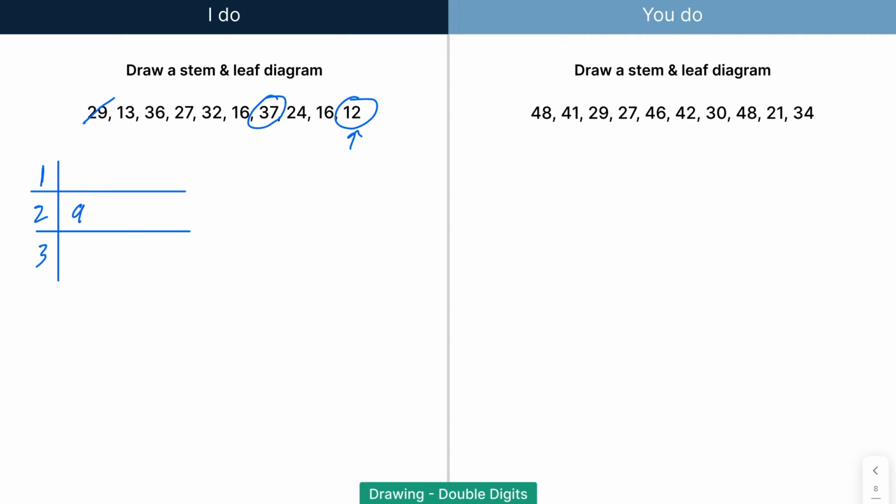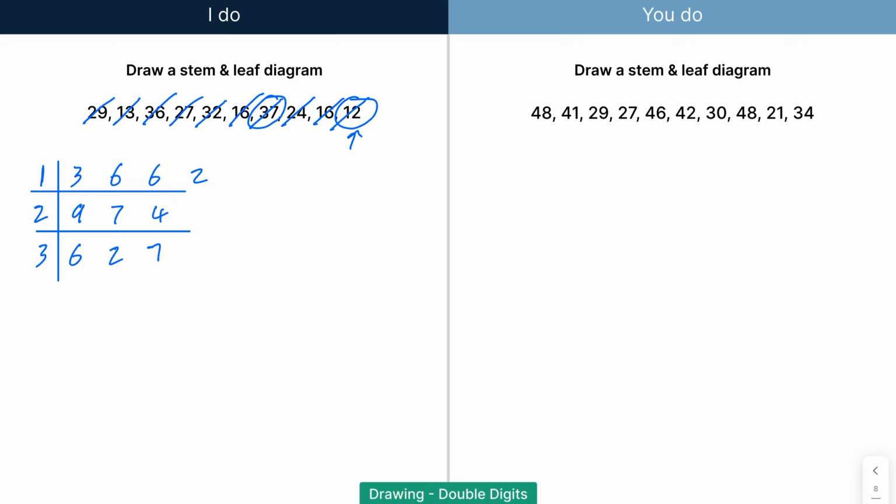Now, it's important to note that the leaves, which is this bit here, can only ever be single-digit numbers with no commas. And then the next one is 13, so we put a 3 there. The next one is 36, so we put a 6 there. The next one's 27, so we put a 7 there. And we have 32, so we can put a 2 here. Then we have 16, that goes there. 37, that goes there. 24, that goes there. 16, that goes here. And then we have 12 finally, that goes there.